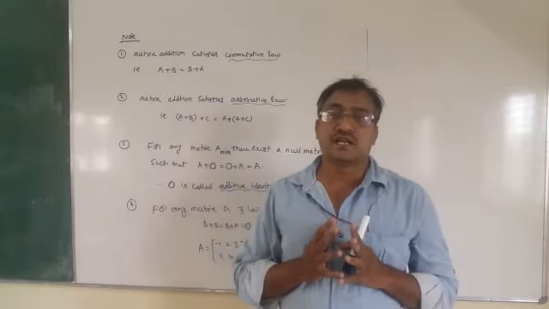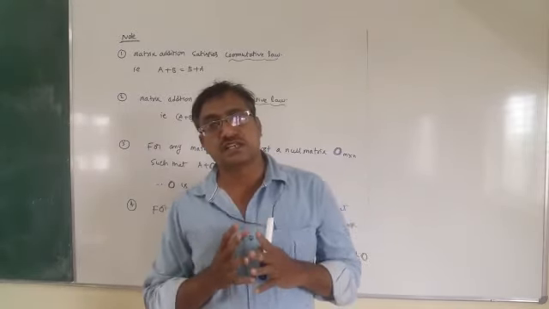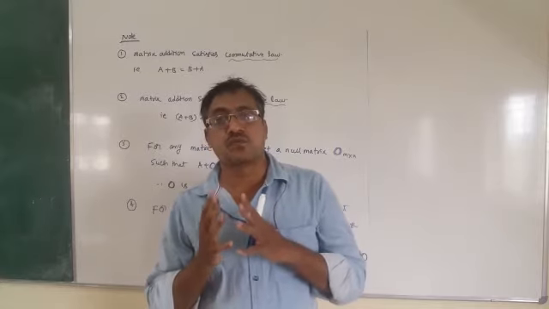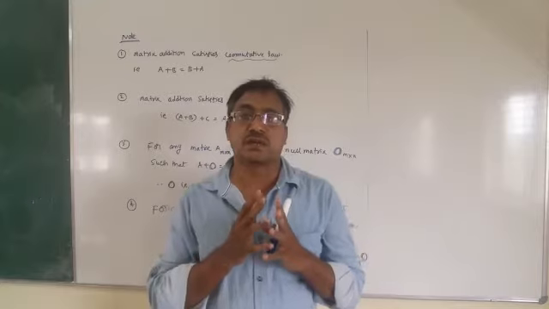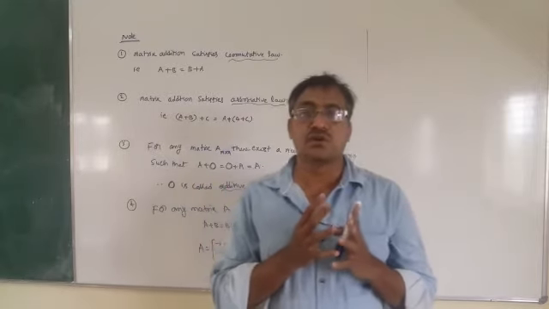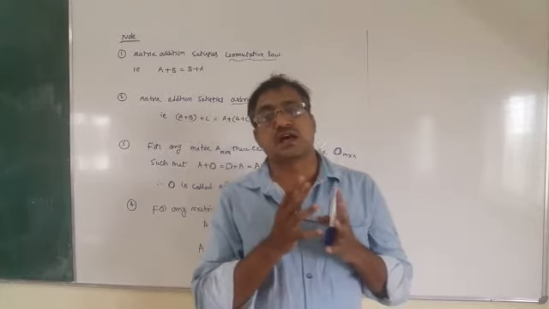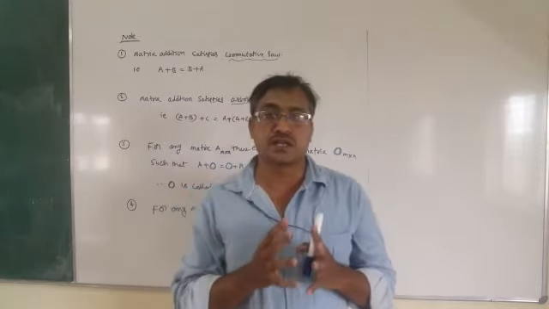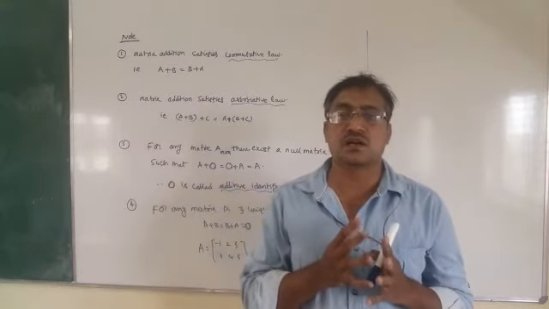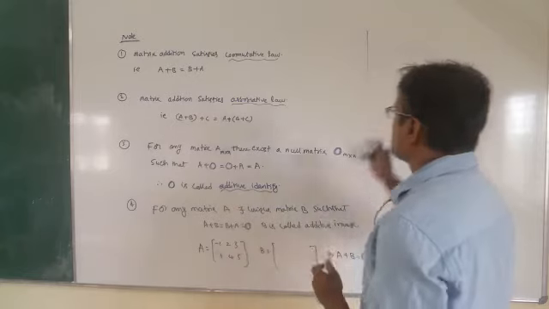For any matrix capital A of order m by n, there exists a null matrix O of order m by n such that A plus O is equal to O plus A is equal to A. This null matrix is called additive identity. I can give you an example.